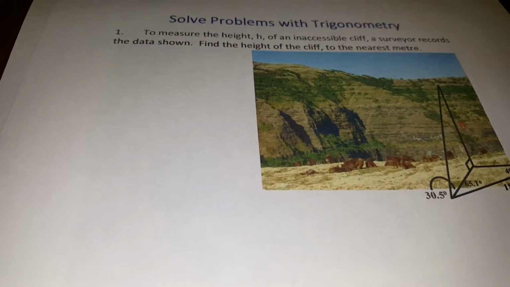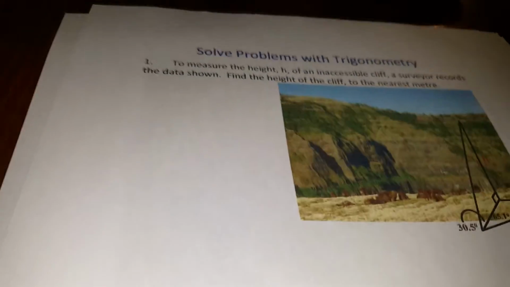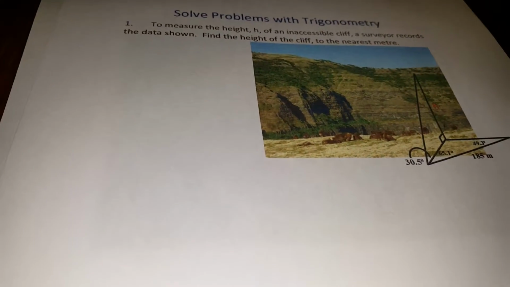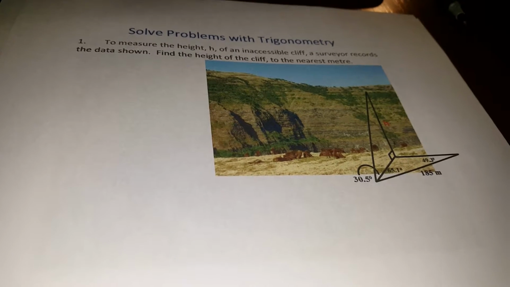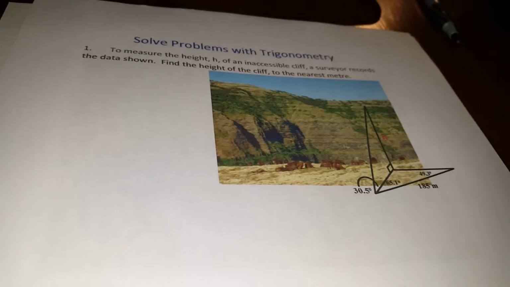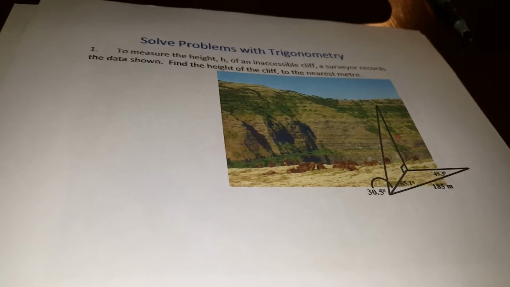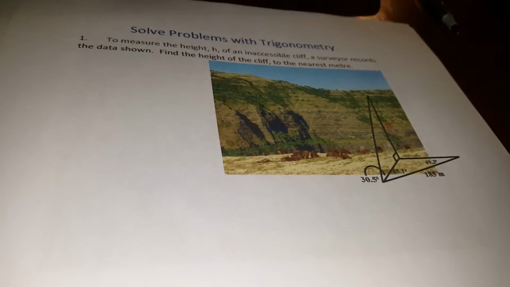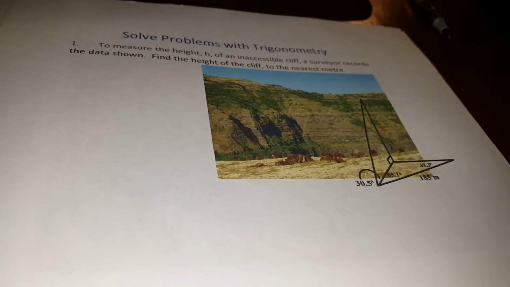Okay, so this video is going to be guiding you through the handout Solve Problems with Trigonometry. Last week we looked at primary trig ratios and how we can only use those for right triangles: sine, cosine, and tangent. And then yesterday we looked at sine law and cosine law.